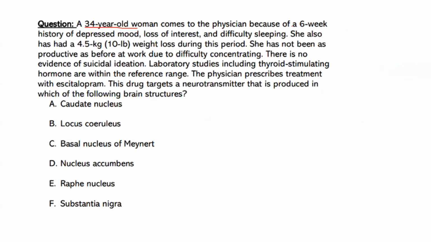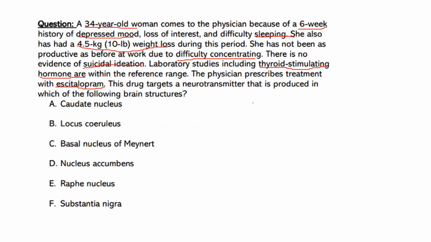A 34-year-old woman comes to a physician because of 6 weeks of depressed mood, loss of interest, and difficulty sleeping. She has also had 4.5 kilograms of weight loss during these 6 weeks, and difficulty concentrating. There's no evidence of suicidal ideation. Laboratory studies show that TSH is normal, so thyroid stimulating hormone is normal. The physician prescribes escitalopram, okay, which is an SSRI. The drug targets a neurotransmitter that's produced in which of the following brain structures?